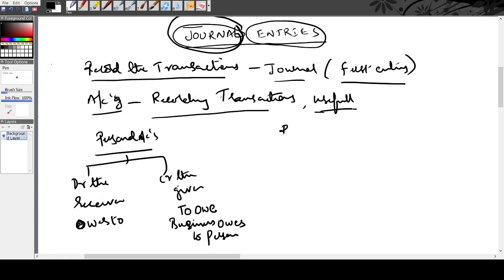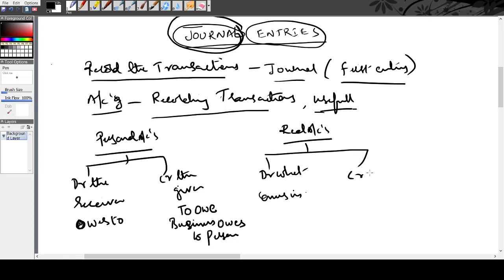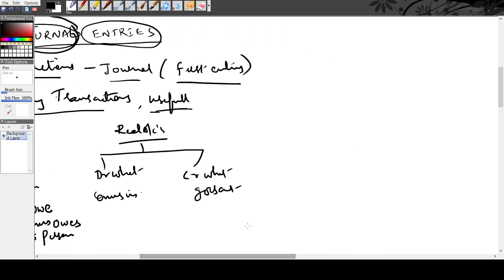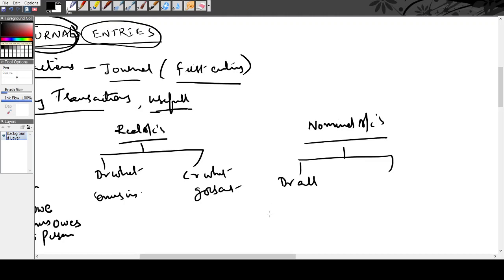Then we talked about real accounts. We said they are assets. The rules are debit what comes in and credit what goes out. Then we talked about nominal accounts. We said these are namesake accounts. Information relating to expenses and losses should be debited. Debit all expenses and losses. Credit all incomes and gains.